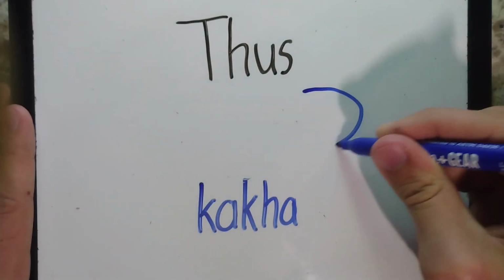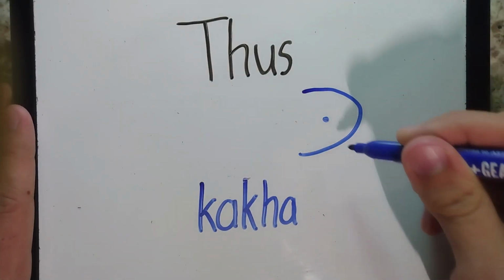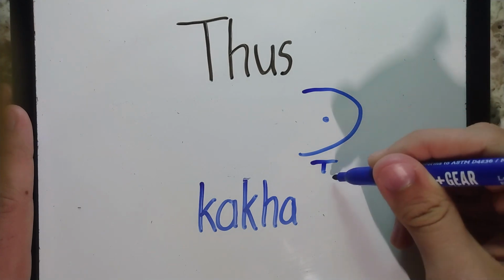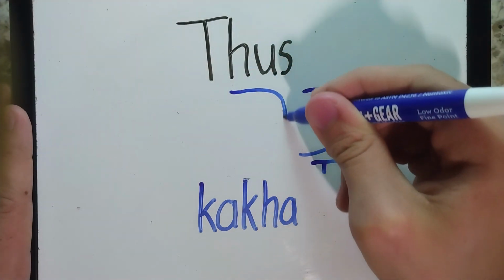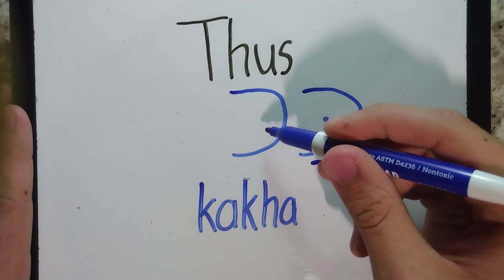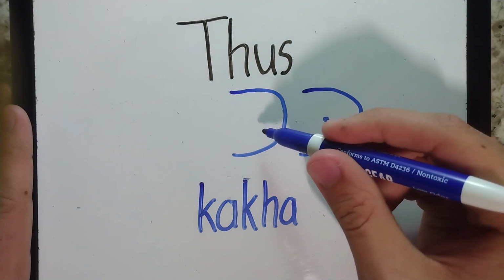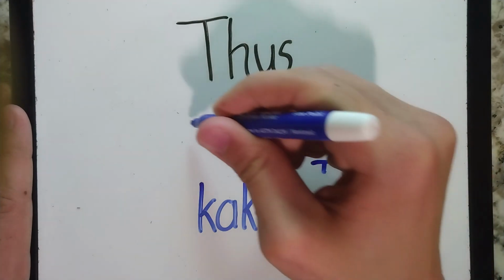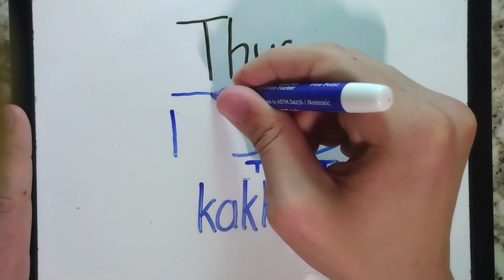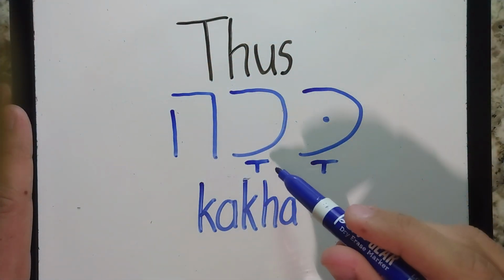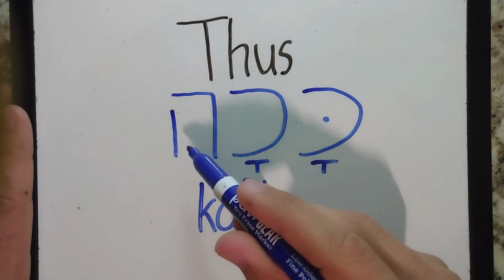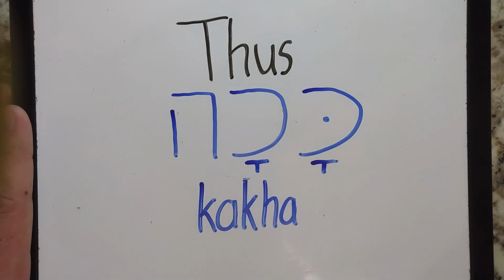This word starts with a letter Kaph with dagesh, and under that is a kamatz, k, ah. Then comes another Kaph, this one without a dagesh, which makes the guttural ch sound. Another kamatz is under this, ah, and the word ends with a silent hey, to show that the word ends with a vowel sound. Kaha, kaha, thus.